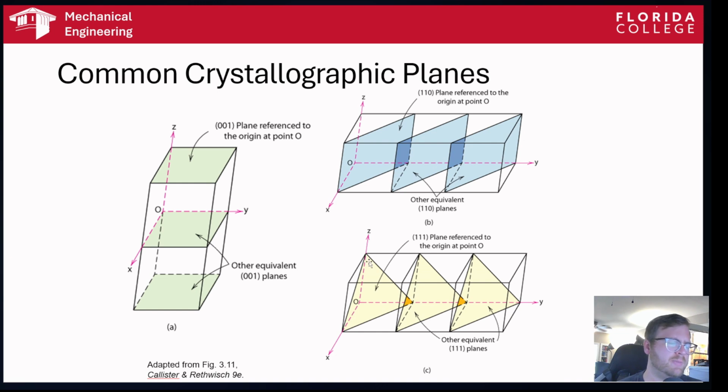But that's because technically these are the same plane. They're oriented in the same direction. If these planes are oriented in the same direction, they can be anywhere in the unit cell. So really, it's a directionality indication when we're talking about Miller indices. But those are the planes. So you can see the 0, 0, 1 plane is referenced here. These are other equivalent 0, 0, 1 planes. 1, 1, 0 is typically referenced, and then 1, 1, 1.